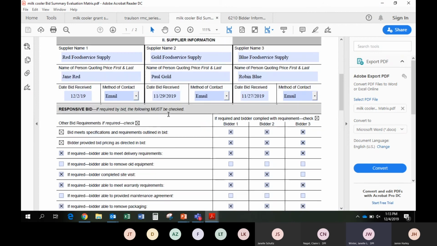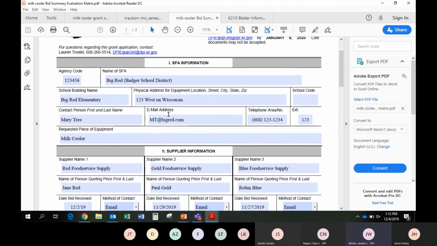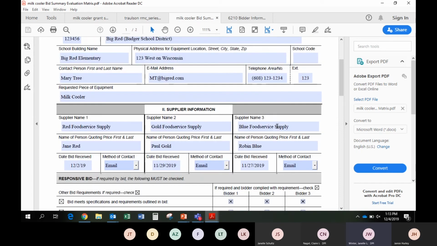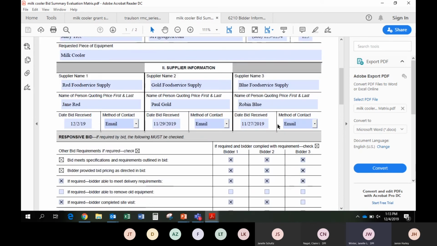as directed. So up above here, you can see I have the contact person listed, an email address, telephone number, milk cooler, and all the pertinent information to your school. And then I have our 3 bidders.